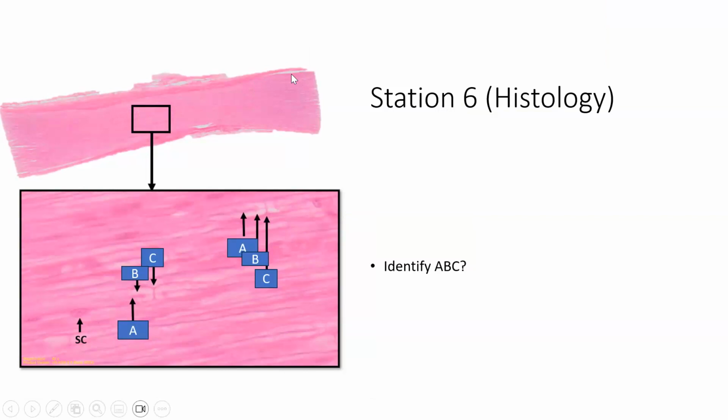Nodes of Ranvier, C. Sorry? Nodes of Ranvier, C. Yes, C is nodes of Ranvier. What's B? Myelin sheath. Okay, what's A? One more, axon. Perfect, perfect. MashaAllah.